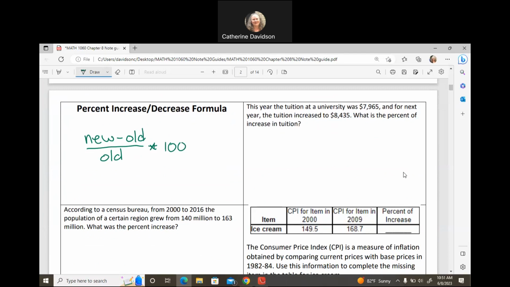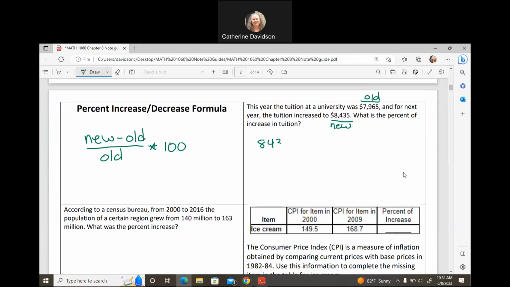This year, the tuition at a university was $7,965. And for next year, it's going to increase to $8,435. What is the percent of increase? So the $8,435 is the new amount. The $7,965 is the old amount.